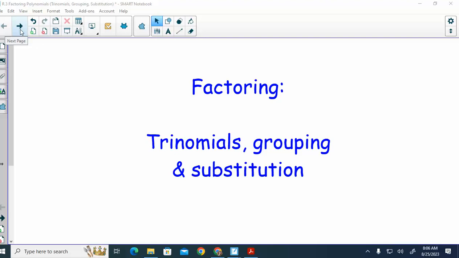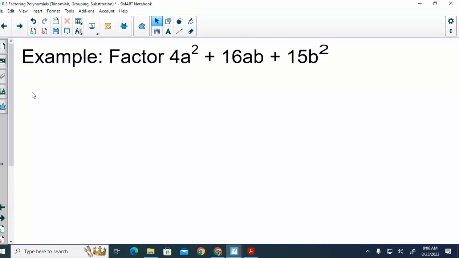So we have done greatest common factor, difference of squares, and trinomials. But all the trinomials we looked at were pretty similar, like your basic quadratic type. So I just want to give you some that have a few more variables. The process is the same, but they just look a little bit different to start with. So if I asked you to factor this, four a squared plus 16ab plus 15b squared.